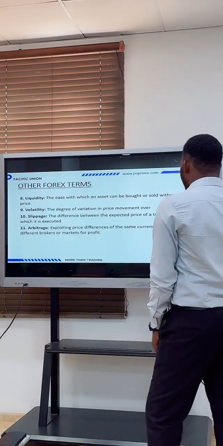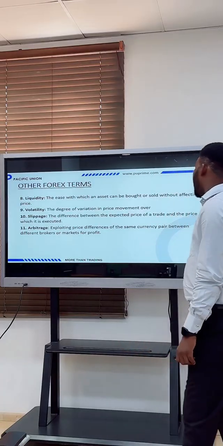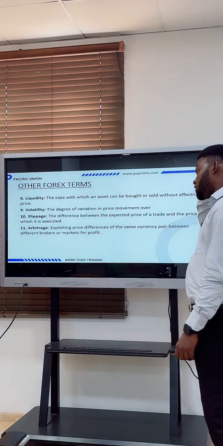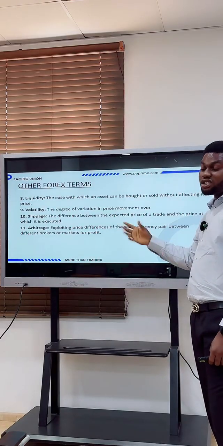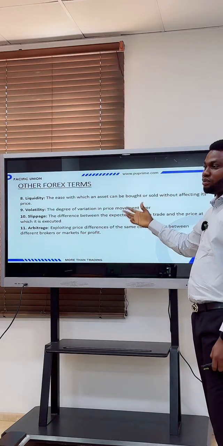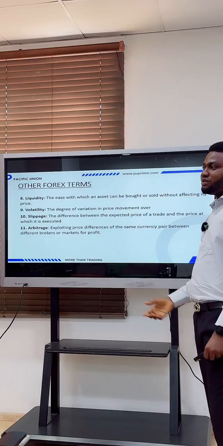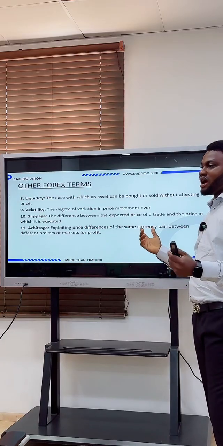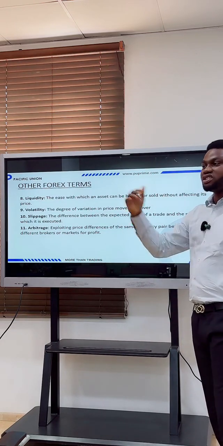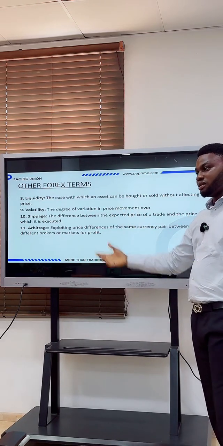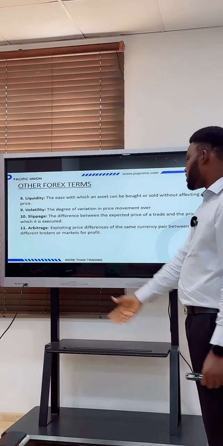slippage is the difference between the expected price of a trade and the price where it is actually executed. This does not usually happen often, but it happens sometimes. If we have high activity in the market, it could affect where your execution happens. But it's not frequent.